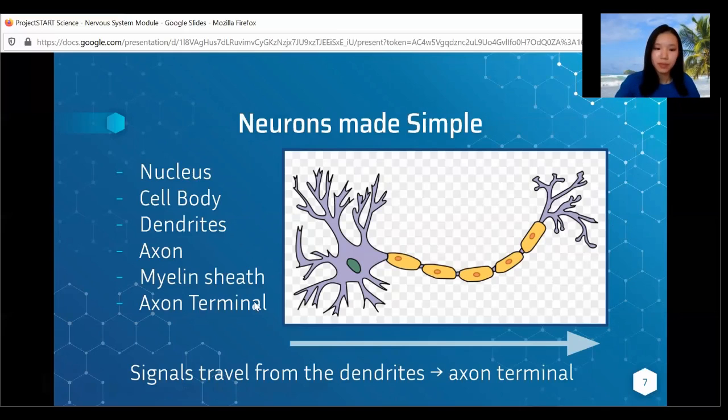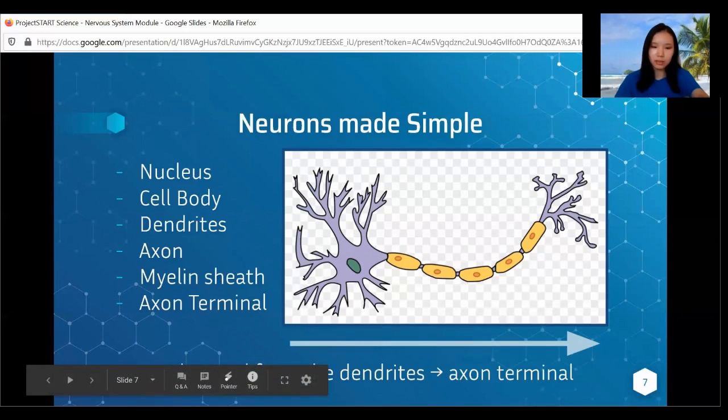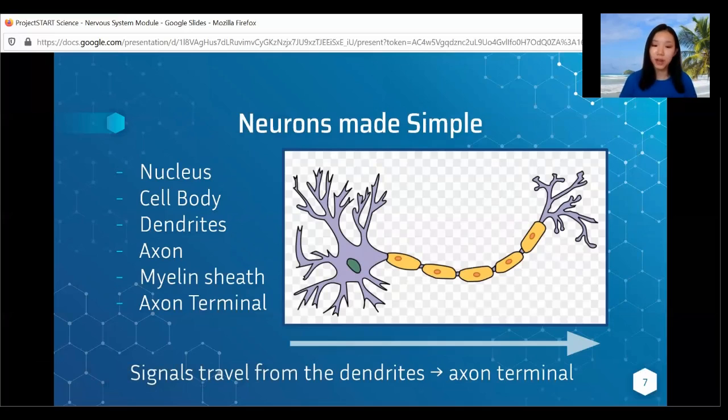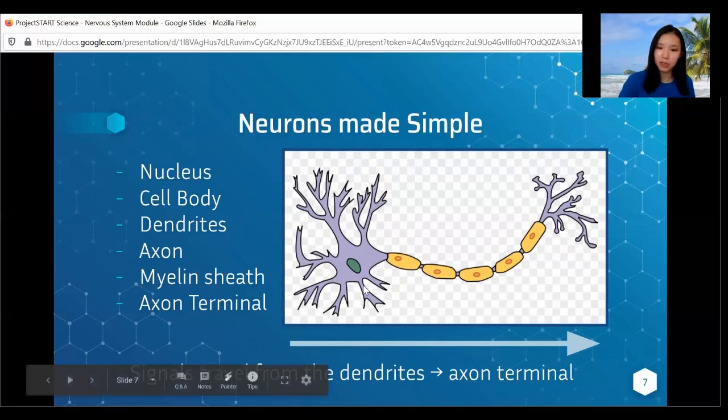Signals travel from the dendrites to the axon terminal. So in this photo, from the left to the right.